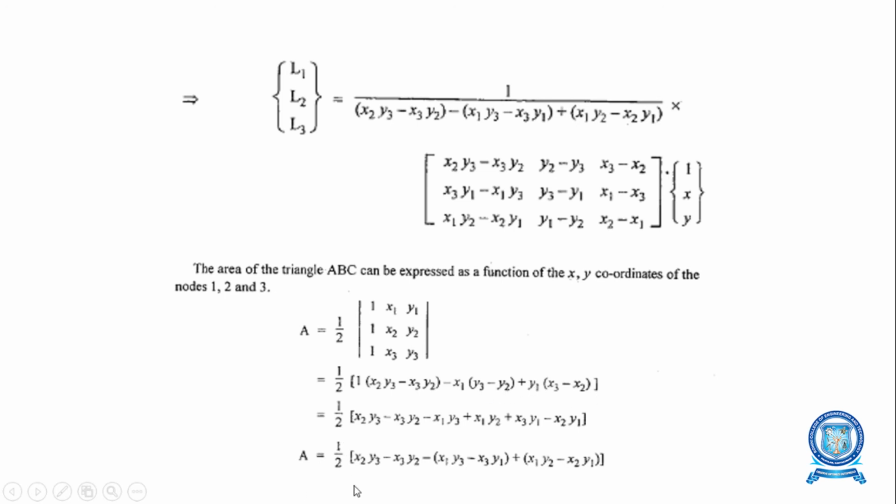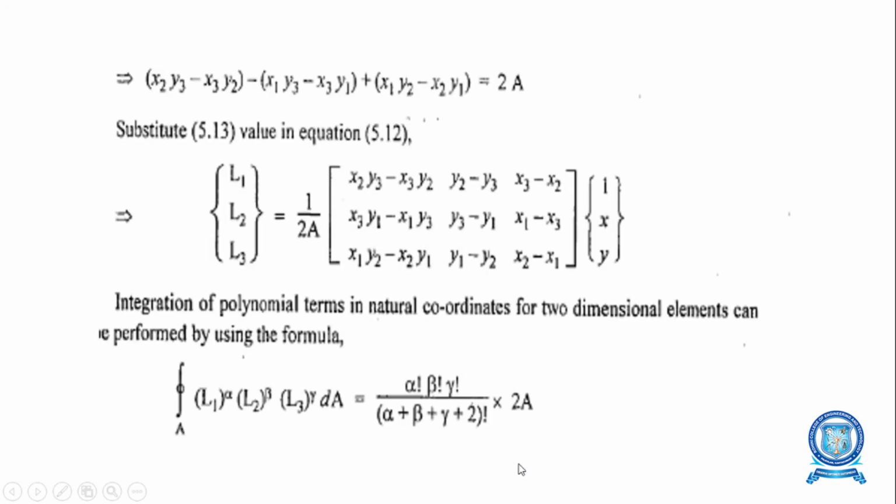So finally the area value is equal to 1 by 2 into x2 y3 minus x3 y2, minus x1 y3 minus x3 y1, plus x1 y2 minus x2 y1. So the final value x2 y3 minus x3 y2 minus x1 y3 minus x3 y1 plus x1 y2 minus x2 y1 is equal to 2A.